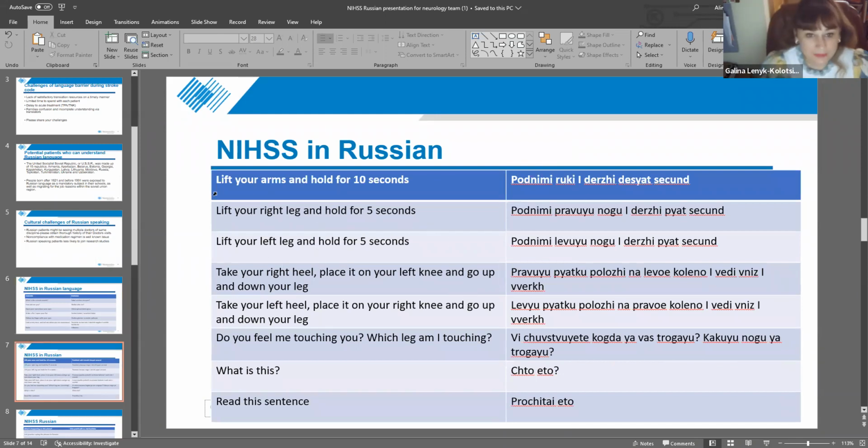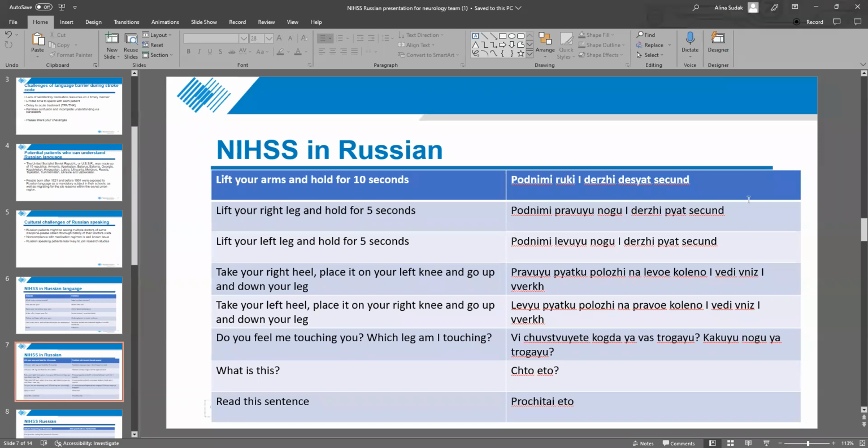This is a tough one. Okay, lift your arms and hold for 10 seconds. So again, in the simplified version, I will show you just a few things. You don't have to say, hold it for 10 seconds. You're just going to say, just lift your arms. So lift your arms and hold for 10 seconds. Подними руки и держи 10 секунд.